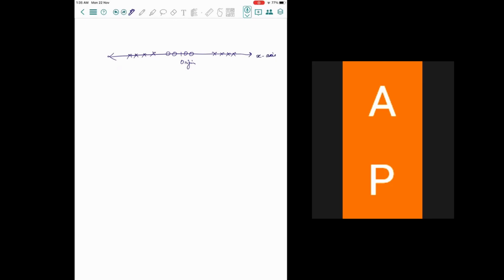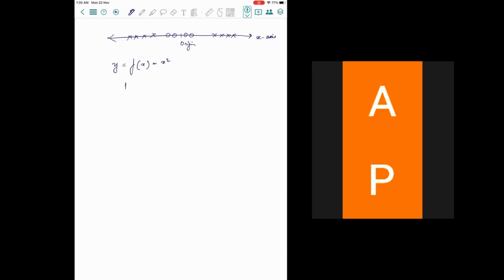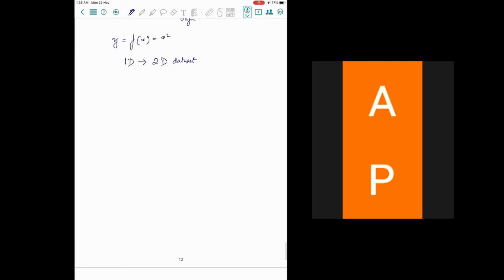Now, if I apply a transformation, y equals f of x equals x square, then I'll transform this one-dimensional data into a 2D data set, and I'll get the following distribution, which looks like a parabola, which is a parabola. And I have mapped the data from the 1D to the 2D.